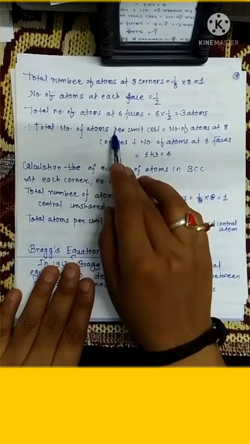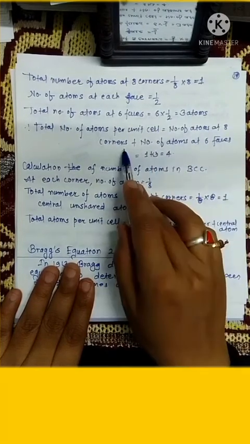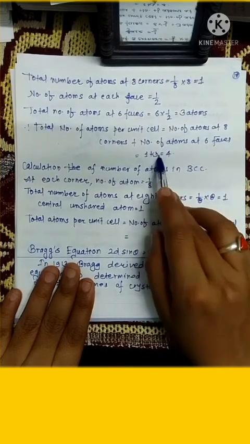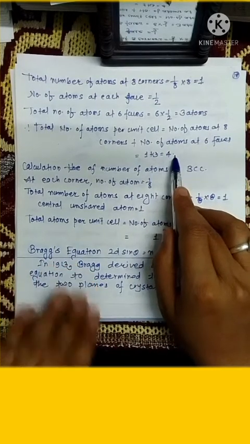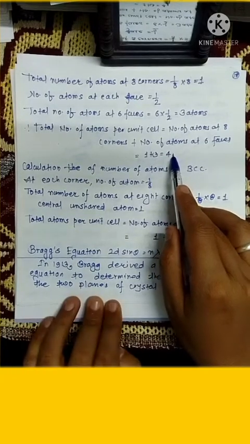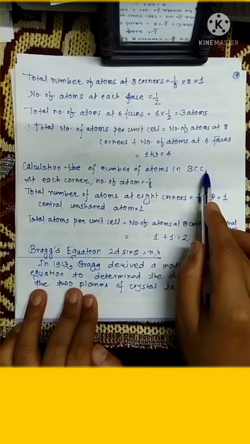So the total number of atoms per unit cell is equal to the number of atoms at 8 corners plus the number of atoms at 6 faces. So 1 plus 3 is equal to 4. So in FCC the number of atoms per unit cell is 4.